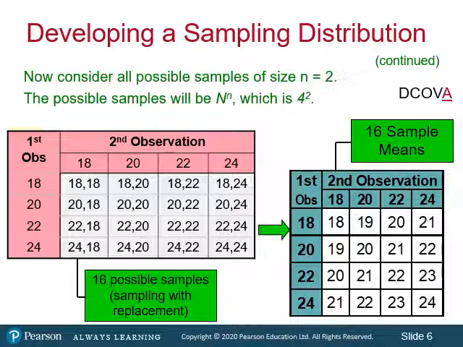Once we generate these samples, for each sample, we will calculate a mean value. So 18 and 18, 18 plus 18 is 36. 36 divided by 2, you get 18. 18 plus 20 is 38. 38 divided by 2, you have 19. When you calculate all these mean values, we will get some mean values which are higher than the population mean. Some mean values will be lower than the population mean.